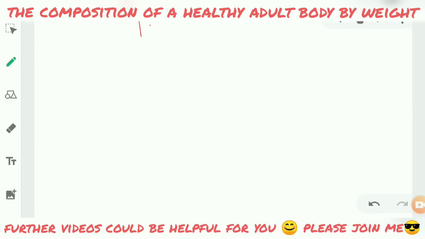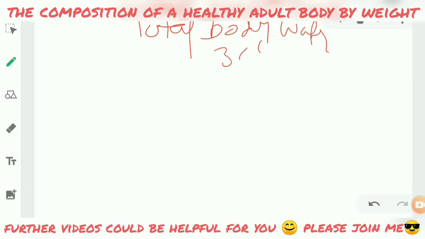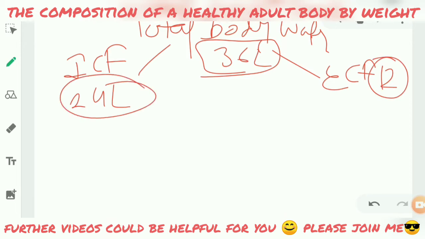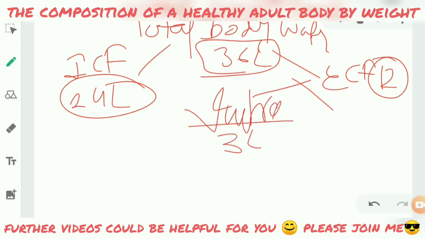Okay, now let's talk in some detail. So total body water is 36 liter. Then intracellular fluid is 24 liter. Extracellular fluid is 12 liter, and extracellular is further intravascular and extravascular. So intravascular is 3 liter and extravascular is 9 liter.